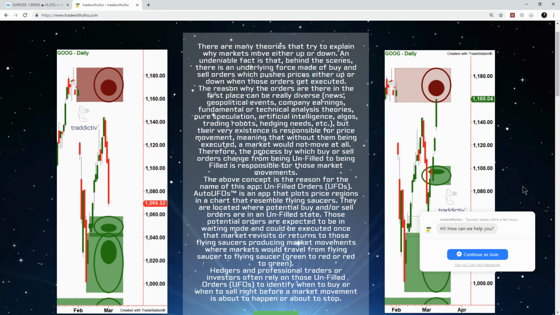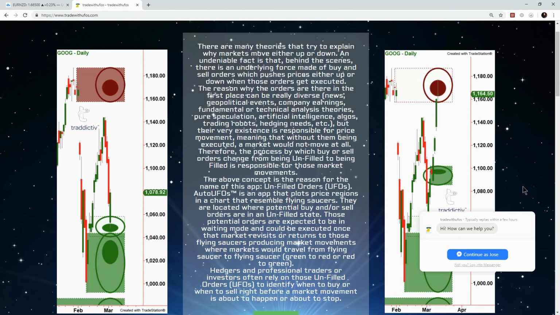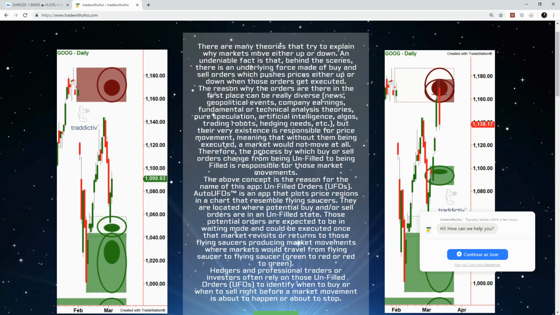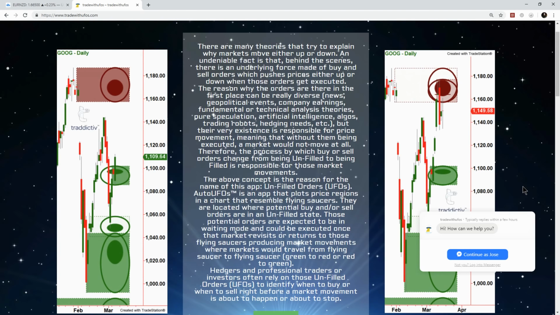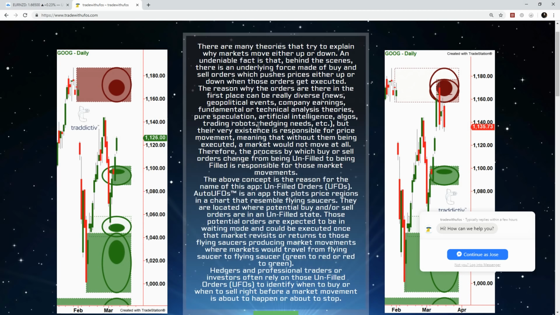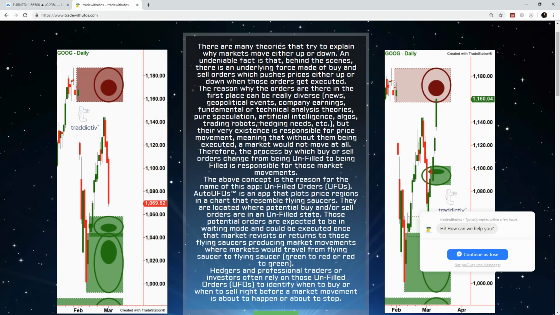So one portion of the paragraph that I would like to highlight at this moment in time is that it says that the reason why the orders may be there in the first place can be really diverse. So what orders? Well, we are looking for those unfilled orders, isn't it? So unfilled orders means orders that are in the market waiting to get filled and they have not been filled yet. So those orders can be there for very diverse reasons, but no orders, no movement, right?